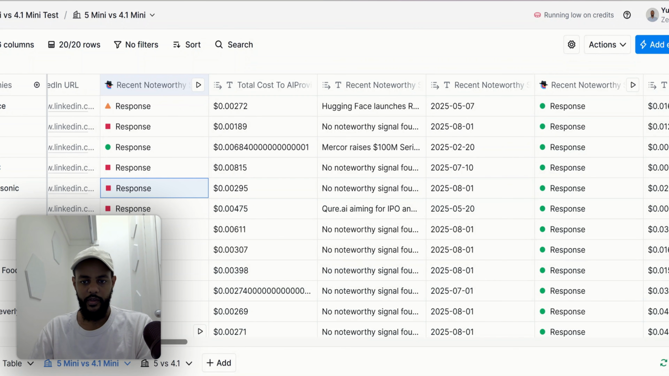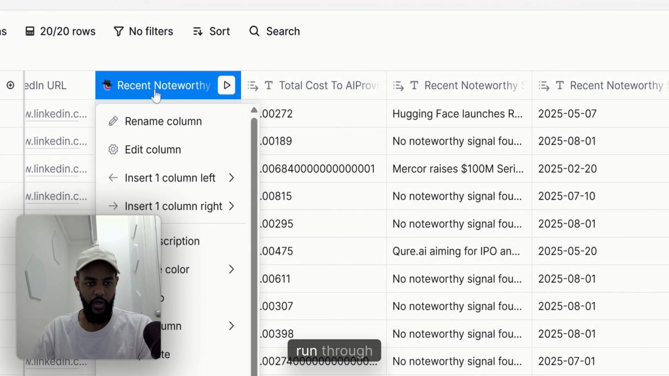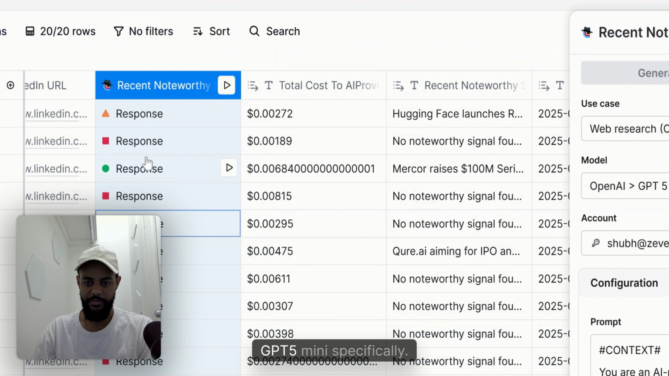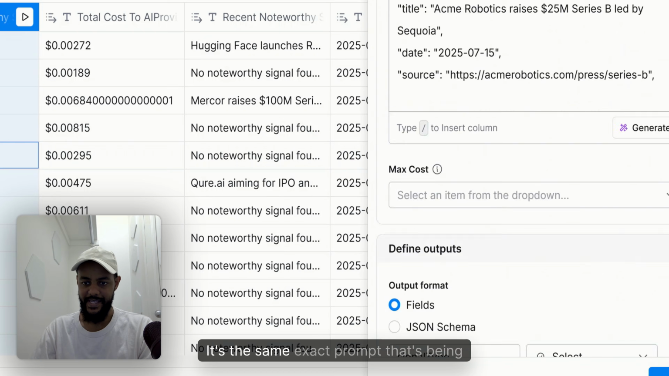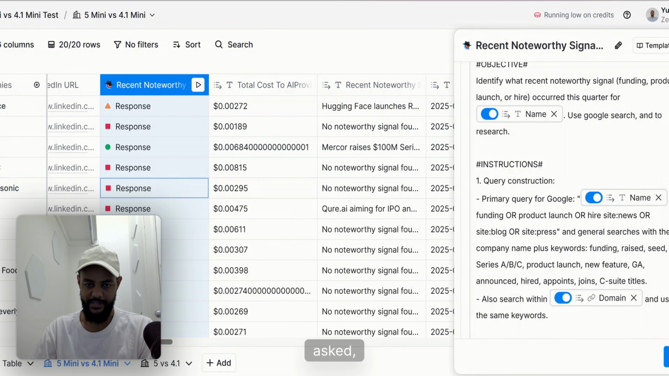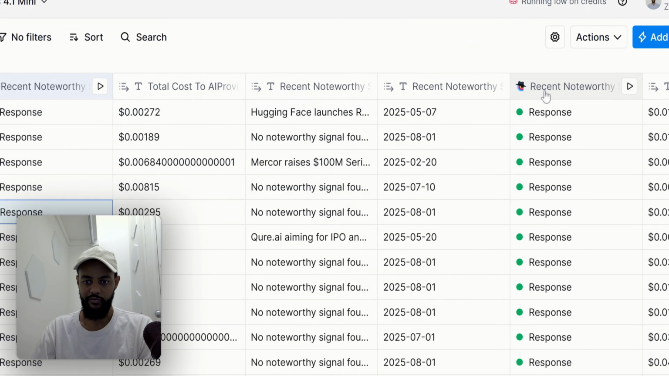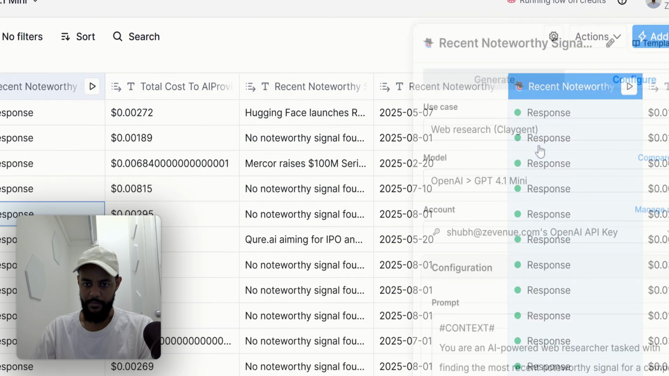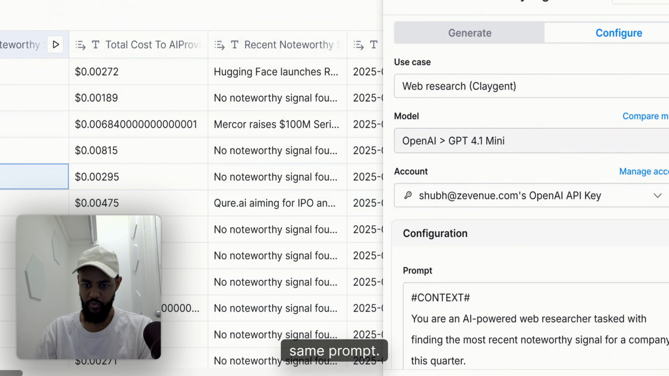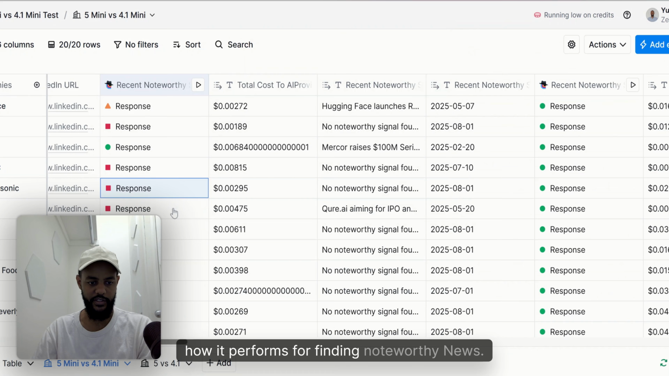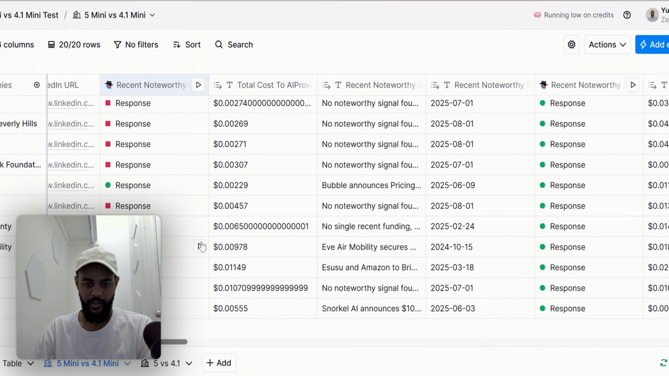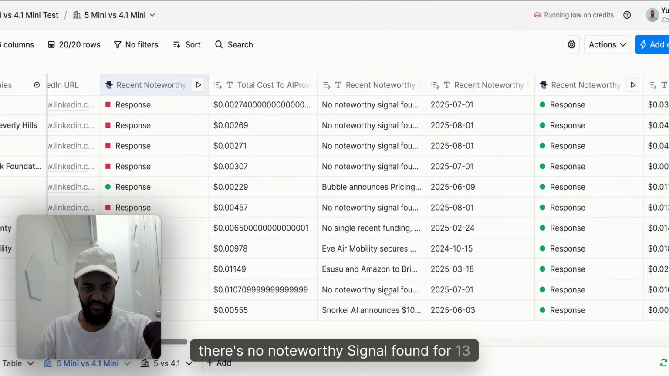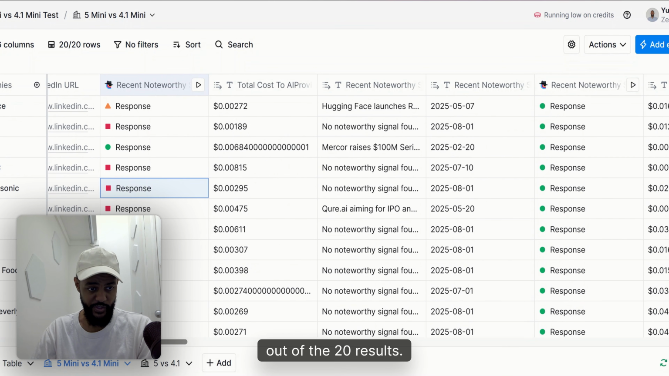Let's have a look. So this is run through GPT-5 mini specifically. You can see the prompt in here. It's the same exact prompt that's being asked afterwards to 4.1 mini, which you can see here. Same process exactly, same prompt, but for 4.1 mini. Let's look first at how it performs for finding noteworthy news. We have 20 columns here, and you can see that there's no noteworthy signal found for 13 out of the 20 results on 5.1.